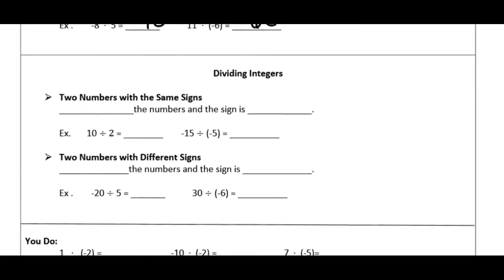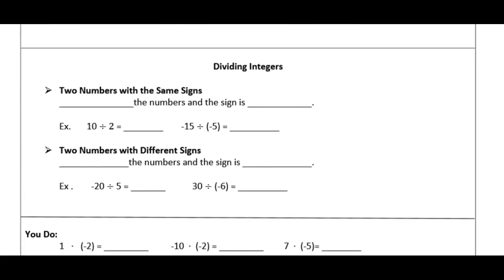If we look at dividing integers, same rules apply. Two numbers with the same sign, you divide the numbers because we're dividing, and the sign is going to be positive. So 10 divided by 2 is going to give you a positive 5 because we had two positive numbers. And a negative 15 divided by a negative 5 is going to give you a positive 3 because two negatives divided give you a positive.